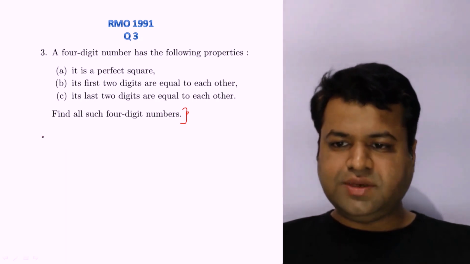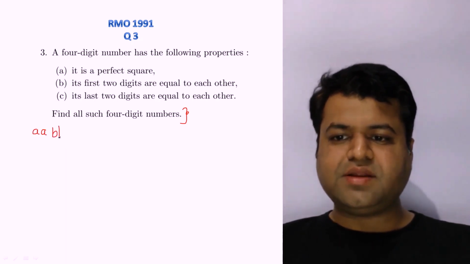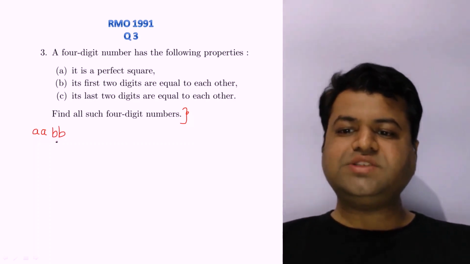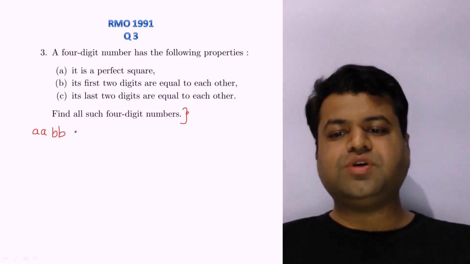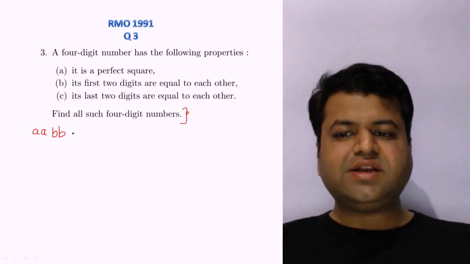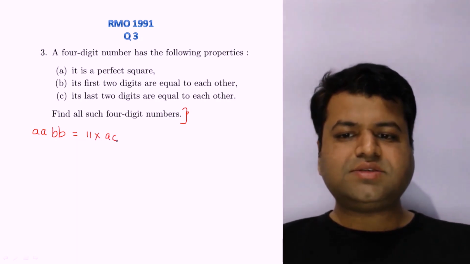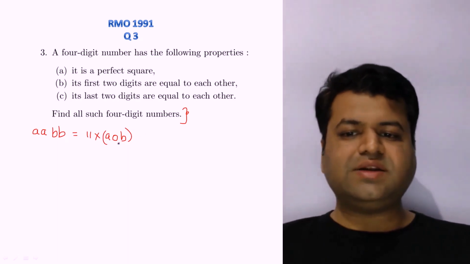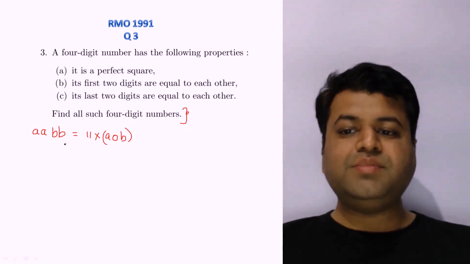Okay, so according to the question, the number is like AABB, right? The first 2 digits are equal, the last 2 digits are equal, and this number is also a perfect square. If you clearly see, this number will be a multiple of 11. We can write this number as 11 into A0B, where A and B are single digits and the middle digit is 0. If you multiply this by 11, you will get AABB.